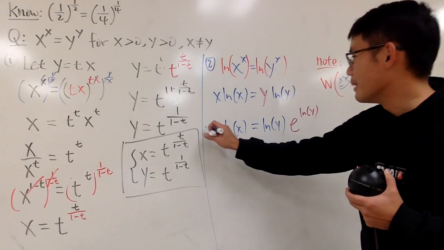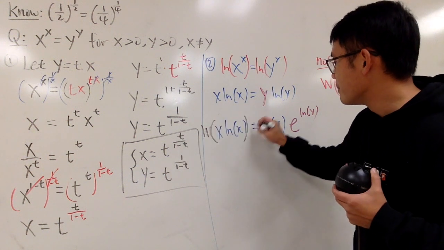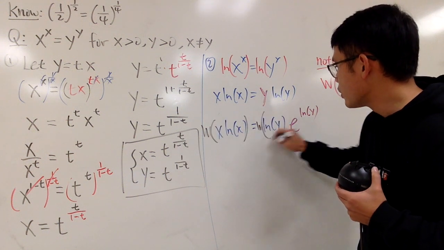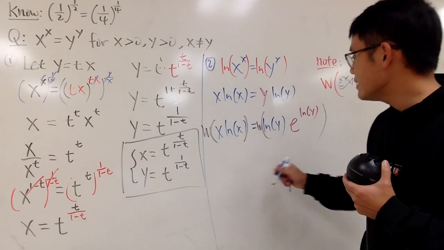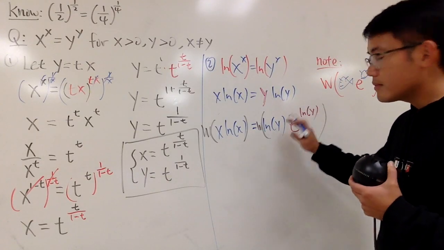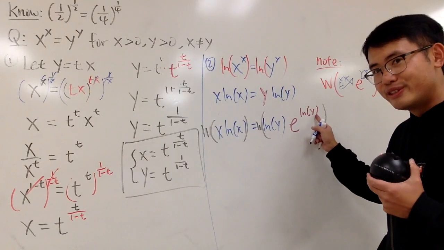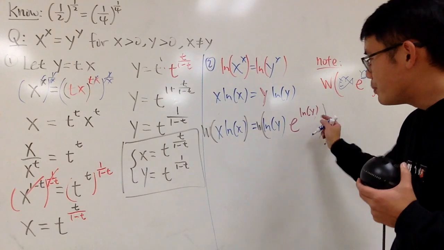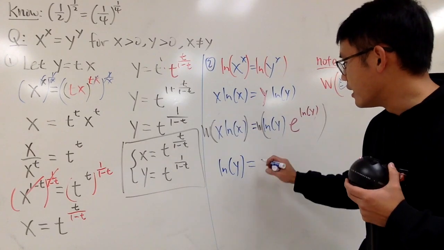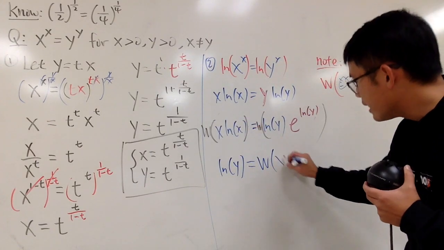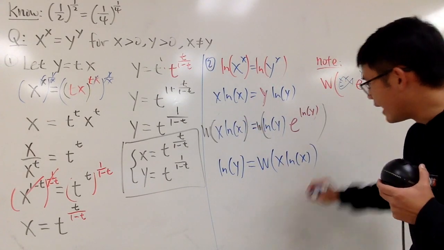Now, I can just apply the W on both sides. So that you see on the left-hand side, it's just this. That's nice. And on the right-hand side, we get just the fish, which is the ln y. Let me put down this right here first. We have ln y equals the Lambert W function of x ln x, like this.